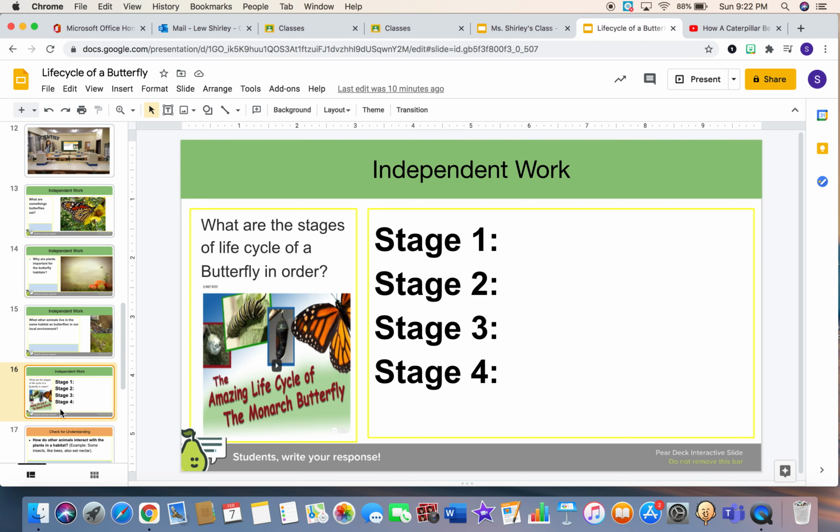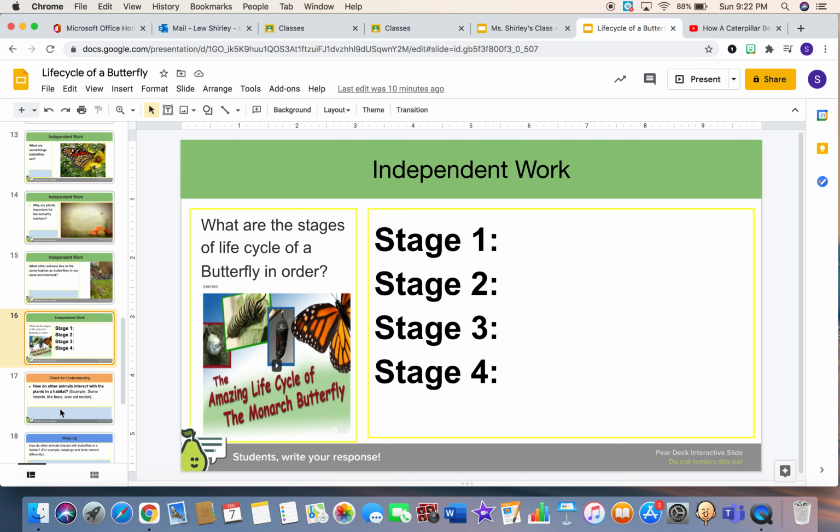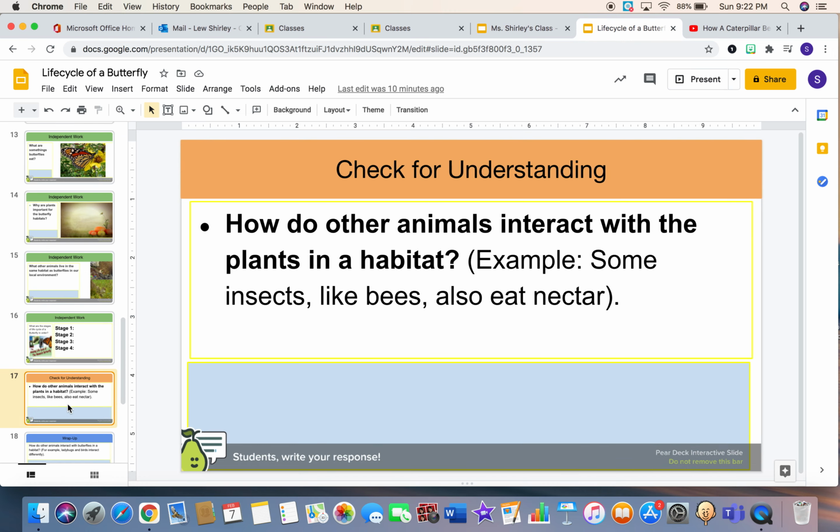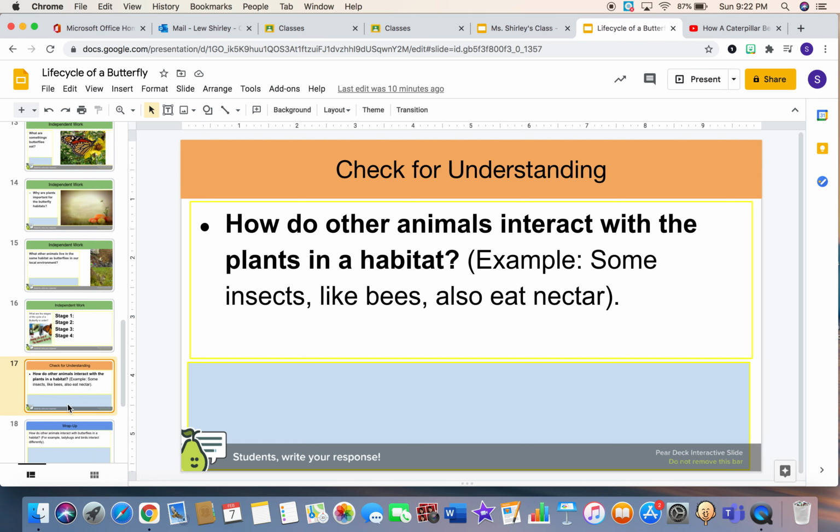And what are the stages of the life cycle of a butterfly? And write it in order. Think, scientists. Write your response. And we want to check and make sure you understood our lesson. So we would like you to answer, how do other animals interact with the plants in a habitat? For example, some insects like bees also eat nectar. Think, scientists. Write your response.